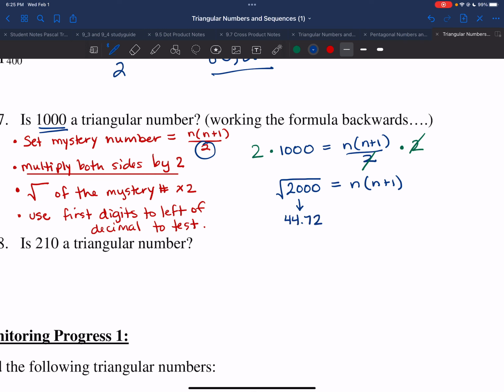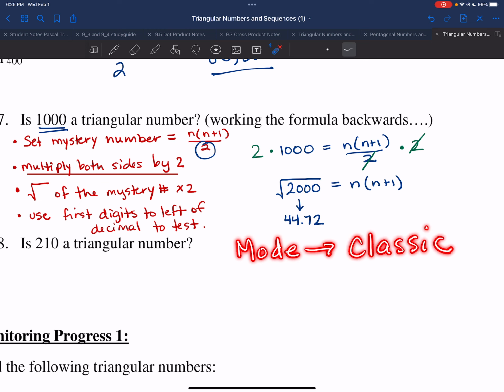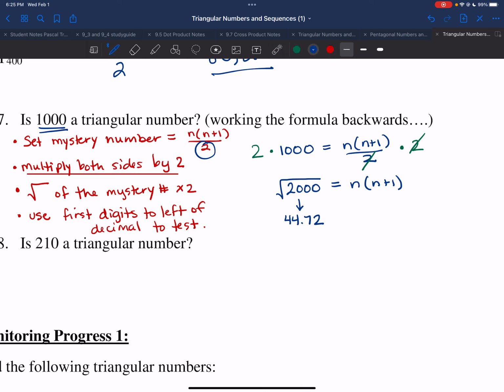And when I take the square root of 2,000, I end up with 44.72. Now, if you have difficulty getting this on your calculator, go to Mode and make sure that you are in Classic at the bottom and not Math Print. If you are in Math Print, it will just give it to you as a square root number. It will not do it to a decimal. You really do need the decimal.